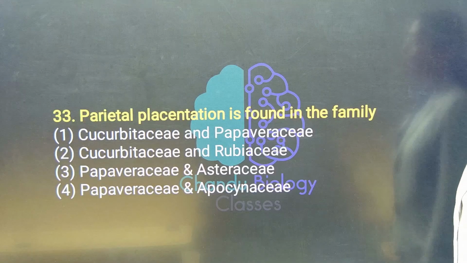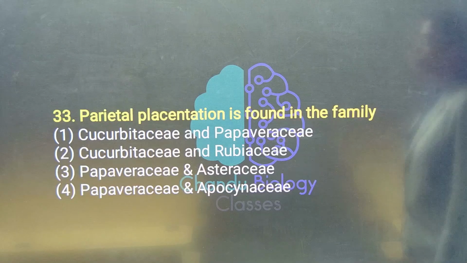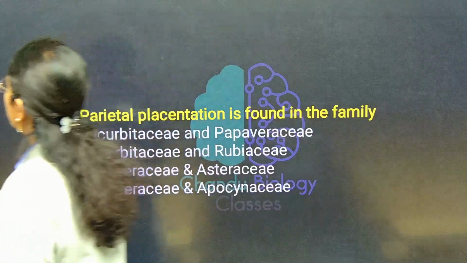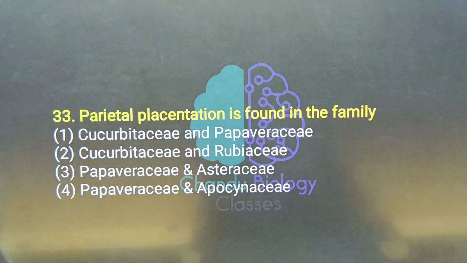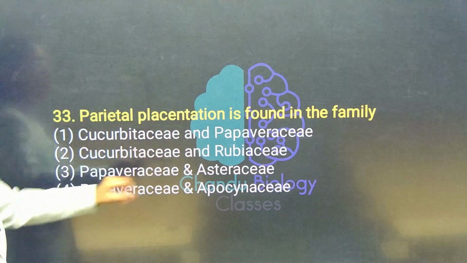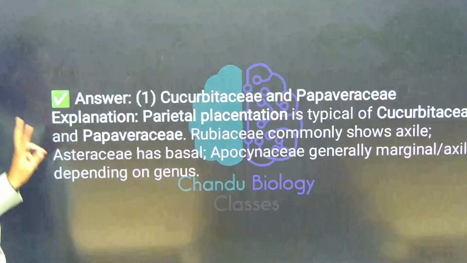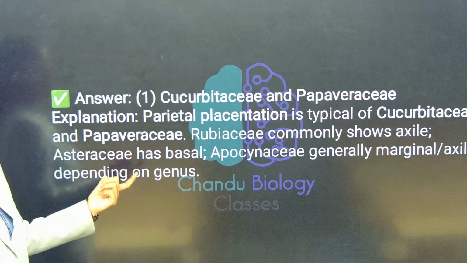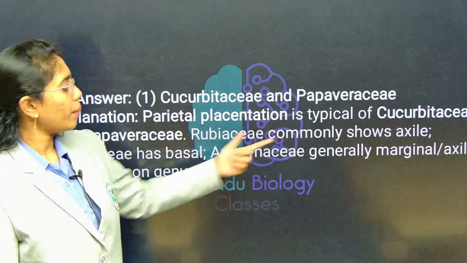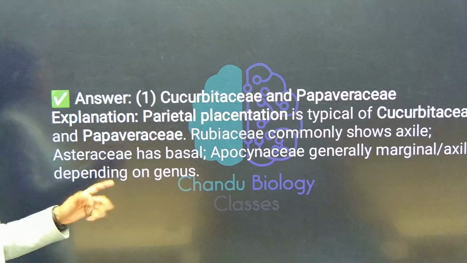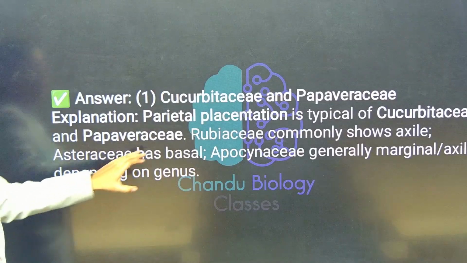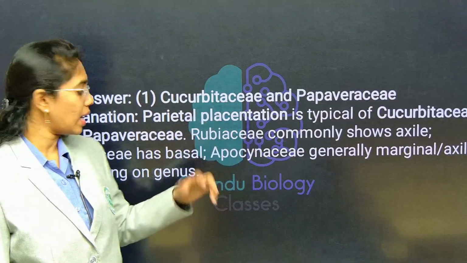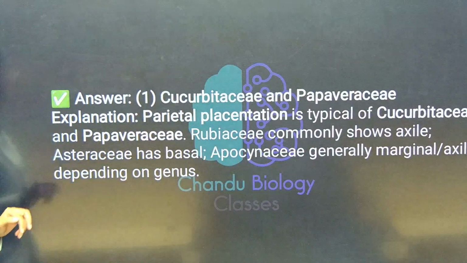It is found in Cucurbitaceae and Papaveraceae. Let us also know about the placentations of other families. Parietal placentation is typically of Cucurbitaceae and Papaveraceae. Rubiaceae commonly shows axial placentation, please note it. Asteraceae has basal placentation. Apocynaceae shows marginal and axial placentation. Clear? Next.